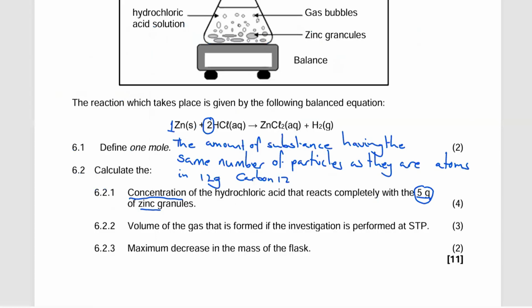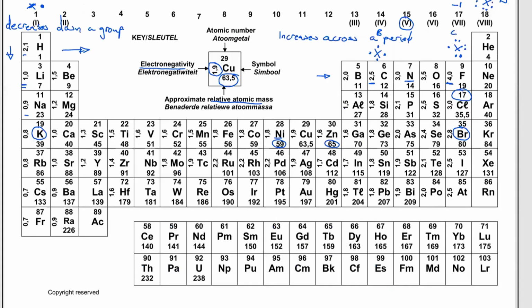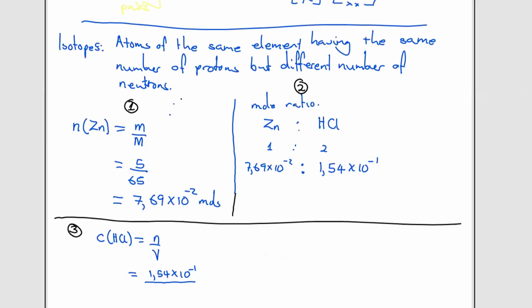Okay, so let's go back to our question there. I think we're given our volume. Yes, it says 400 cubic centimeters, right? So we are supposed to convert this 400 cubic centimeters into dm cubed, right? So how do you do that? 400 cubic centimeters to dm cubed, right? For you to get the answer, you're supposed to say 400 divided by 1,000, right?